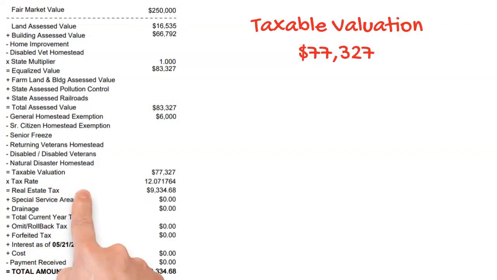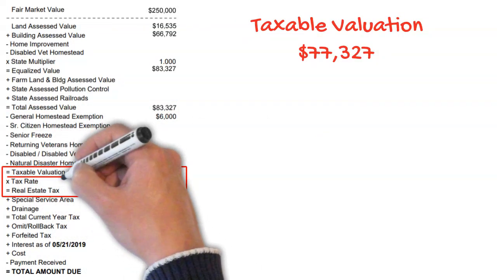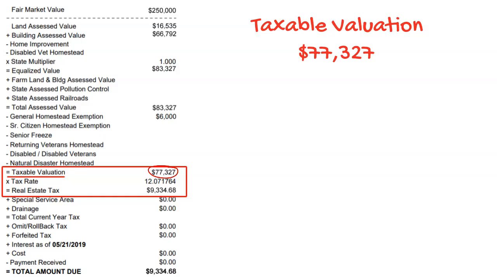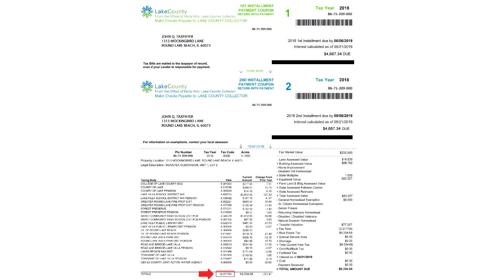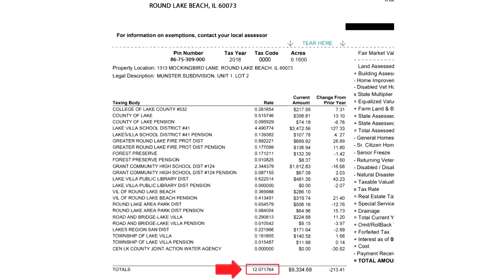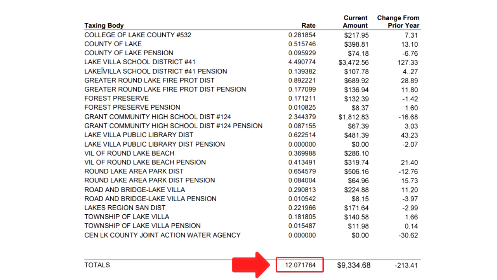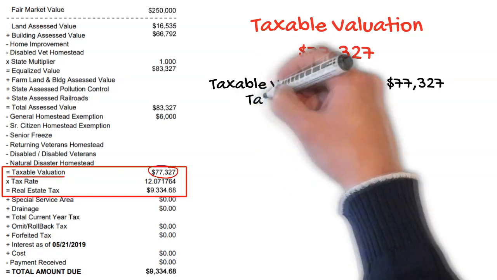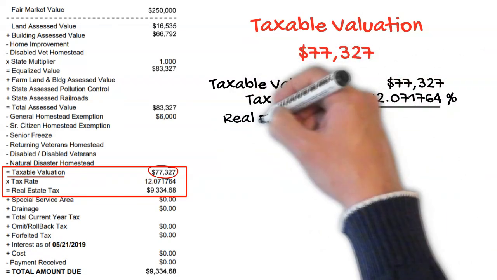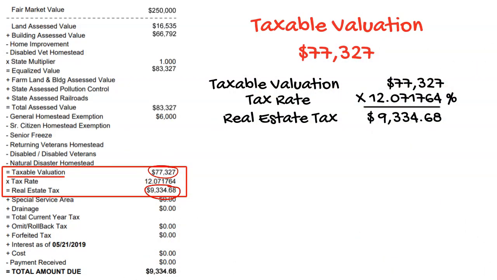The next part in the process is to take the calculated taxable valuation and apply your tax rate to arrive at your real estate tax due. The tax rate is obtained by adding up all of the tax rates for the respective taxing bodies on the left-hand side of your bill. Taxable valuation times tax rate equals real estate tax due.